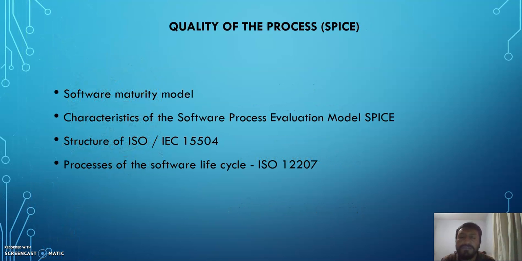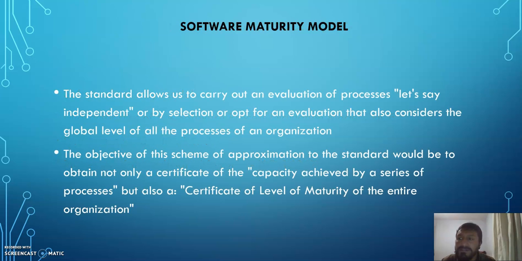In this activity, we will identify the basic concepts related to software quality based on the context and scope. In addition, we will study the different levels of the maturity model established by the SPICE model under ISO/IEC 15504. The standard allows us to carry out an evaluation of processes, either independently or by selection, or opt for an evaluation that also considers the global level of all the processes of an organization.